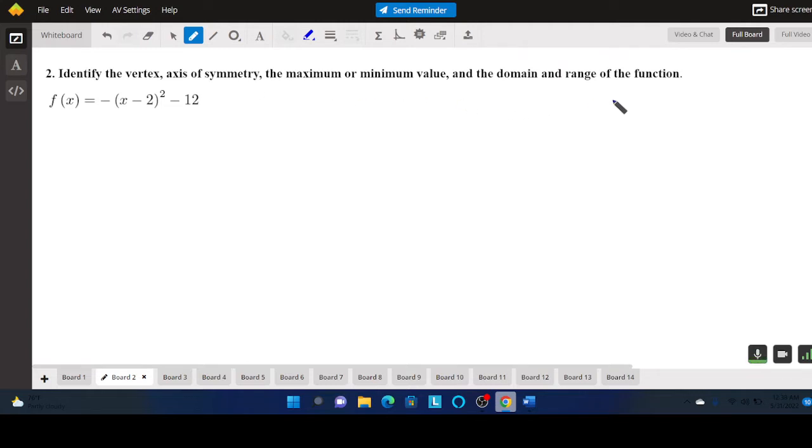Second problem, identify the vertex, axis of symmetry, maximum or minimum value of the function, and the domain and range of the function. All right, let's go with vertex first. What we have is a quadratic in vertex form.